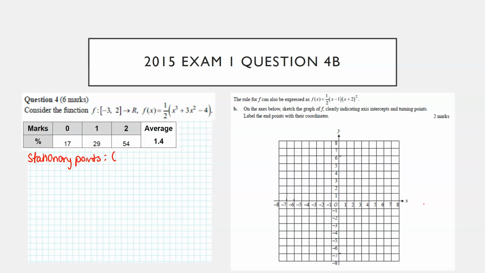They are at (-2, 0) and (0, -2). So that will be here and here. All right, our x-intercepts. Well, we can get those straight off by using the null factor law. I'm going to have it at x equals 1 and x equals -2.